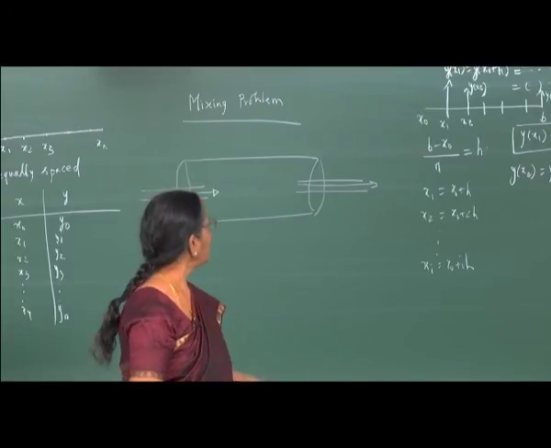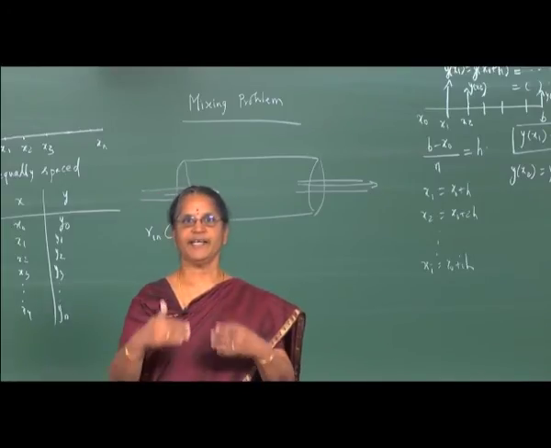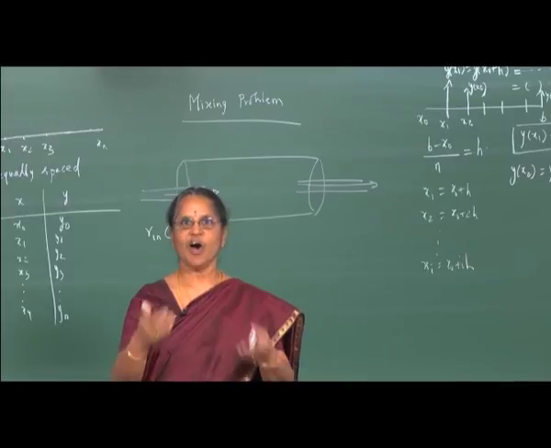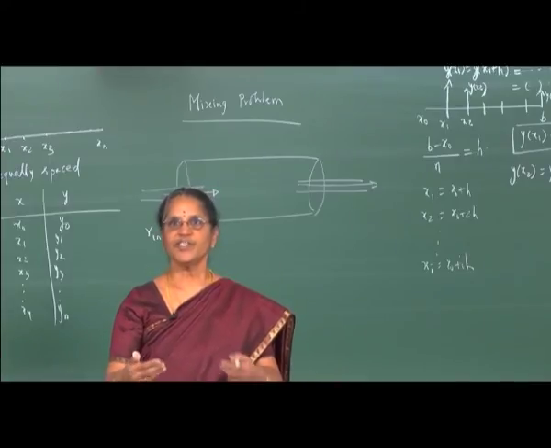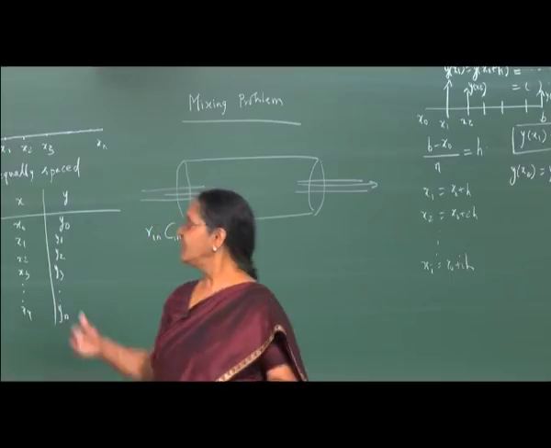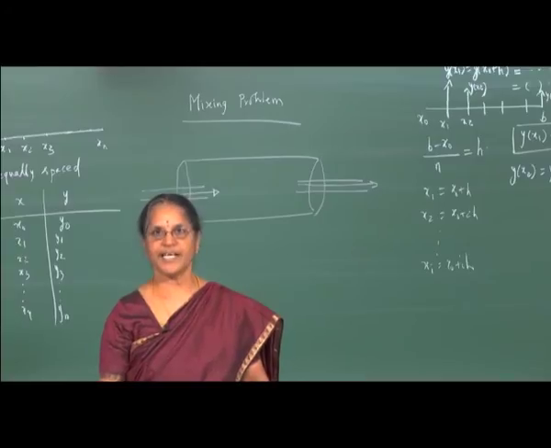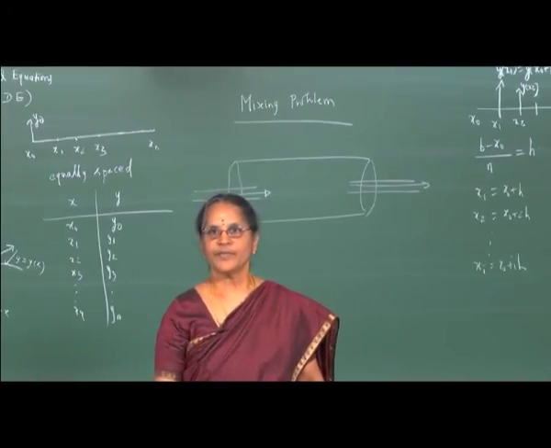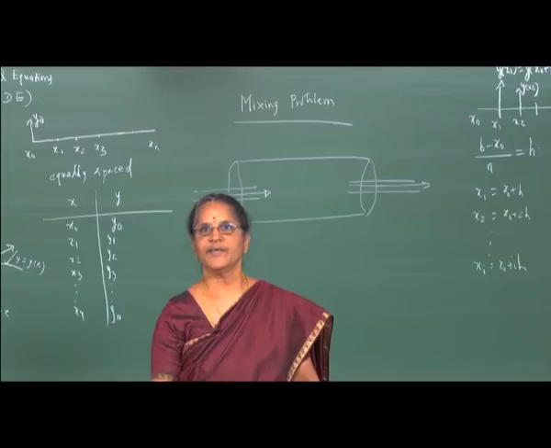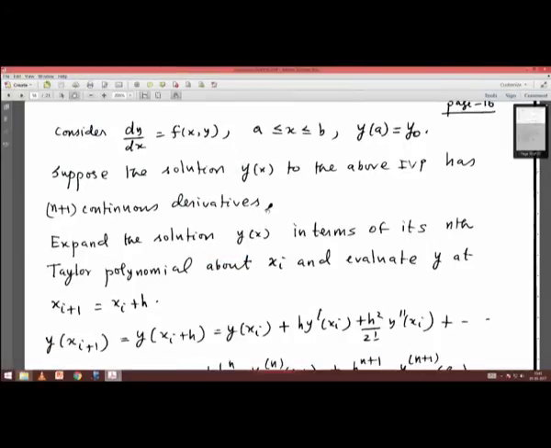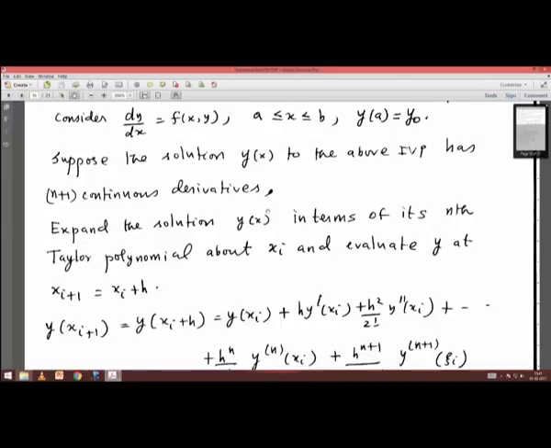So, we now know what we mean by the Taylor series method of order n, which we want to apply to an initial value problem and see how the solution can be obtained. So, let us consider the initial value problem dy/dx = f(x, y), a ≤ x ≤ b is the interval in which I want to get the solution. The condition is y(a) = y0.